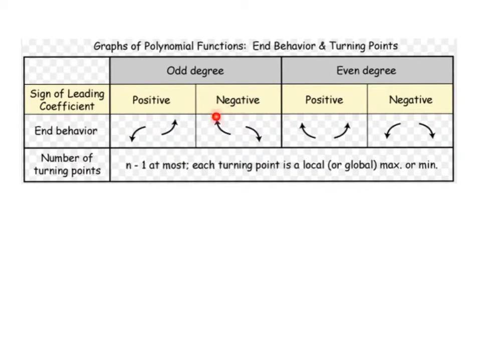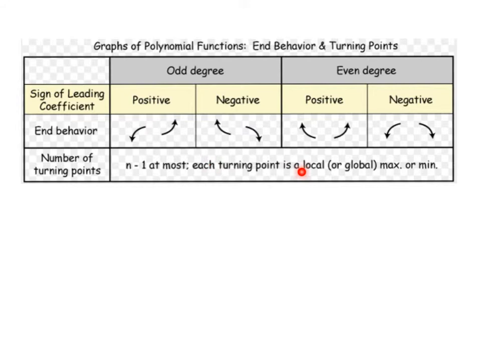But if it's negative, you're going to be decreasing with some sort of turns in the middle. And then if it's an even degree, so x squared, x to the fourth, x to the sixth, and so on, and that leading coefficient in front of that variable is positive, then both ends are going to be going up. But if it's negative, both ends are going to be going down.